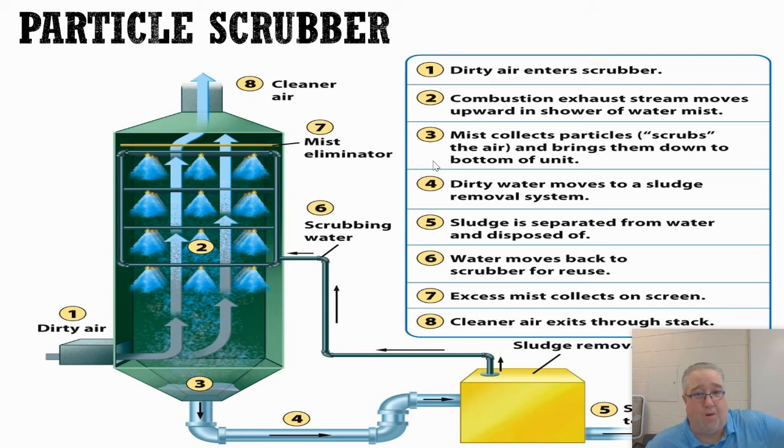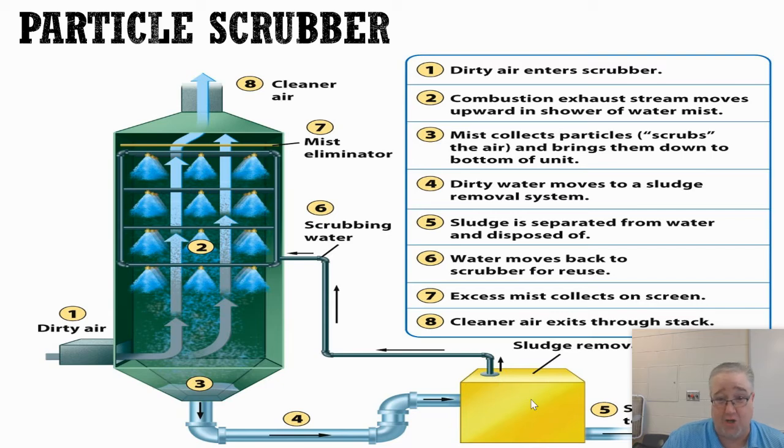Another one, this is one of my favorites. This one is called a particle scrubber. Again, the same thing. Dirty air comes in that's filled with particulates. And inside of this scrubber is basically a bunch of little sprinklers that give out a little mist of water. All of that water will adhere, it'll stick to the particulates and make them heavier, and they'll just sink to the bottom of this container and be collected.